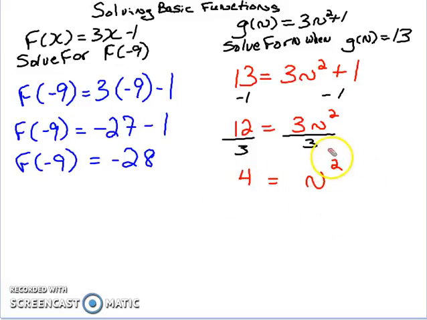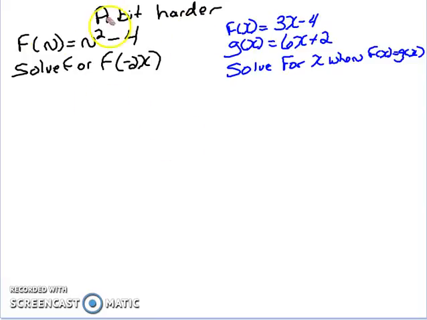Well, here I've done opposite operations. So the opposite operation of a square, or to raise a power to 2, would be to square root it, or to put it to the power of 1/2. So I square root the 4, and I square root the n squared. That gives me n is equal to 2. Pretty straightforward. Let's look at a couple of more difficult ones now. So these ones are a bit harder.